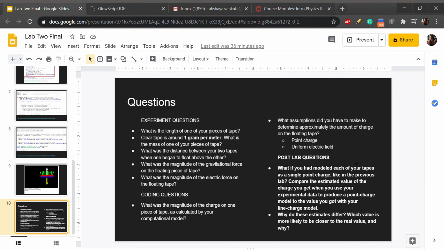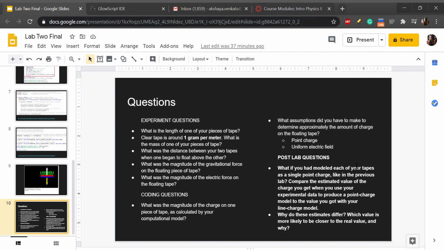So in the point charge question, I worked backwards from setting the gravitational and electric force together to find the charge, and in this case, I modified the charge to make sure those two forces would be equal as calculated by my code. So here in the post-lab questions, what if I modeled each of the tapes as a single point charge? Well, I would have gotten the Q value I got last time, which was 4.66 times 10 to the negative 9th coulombs.